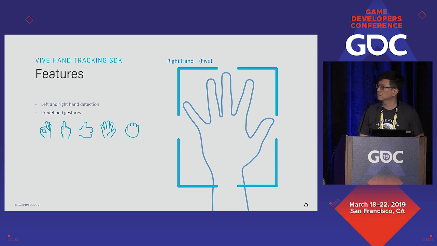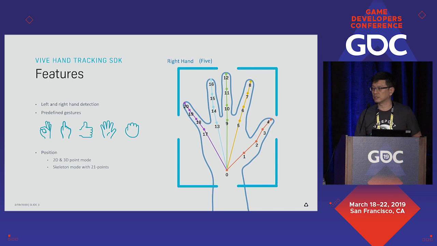We also provide hand position such as 2D and the 3D point mode, with the center position of the hand is provided. On powerful devices, we also have a skeleton mode with 21 3D key points that can be used to bring your hand from real world into the virtual world.